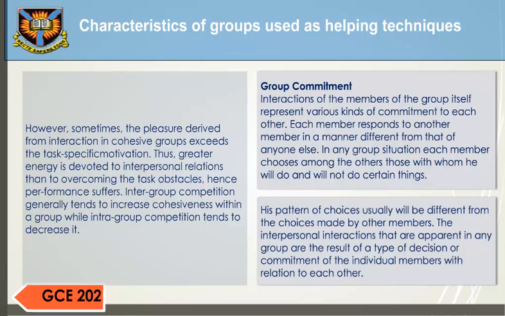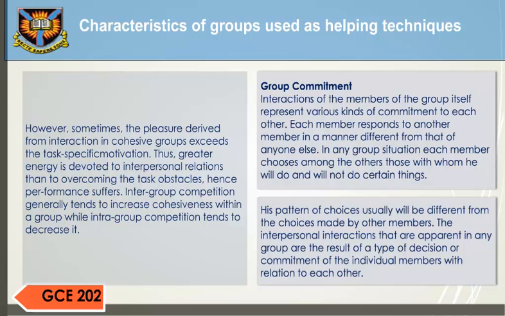Group commitment. Interactions of the members of the group itself represent various kinds of commitment to each other. Each member responds to another member in a manner different from that of anyone else. In any group situation, each member chooses among the others those with whom he will do and will not do certain things. His pattern of choices usually will be different from the choices made by other members.